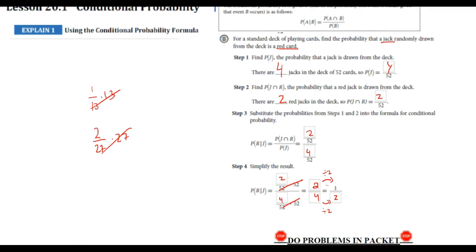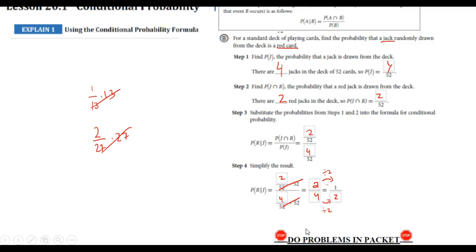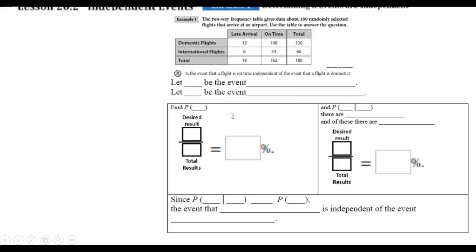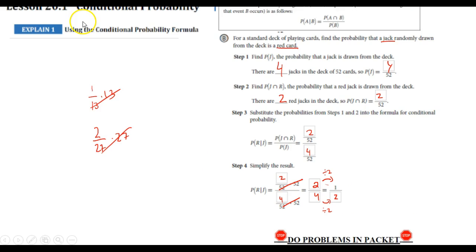Just like it says here on the bottom of your page, stop and do the problems in your packet. We'll come back to go over the next problem, which I guess is 20.2. Oh, actually just the homework for 20.1. Awesome.